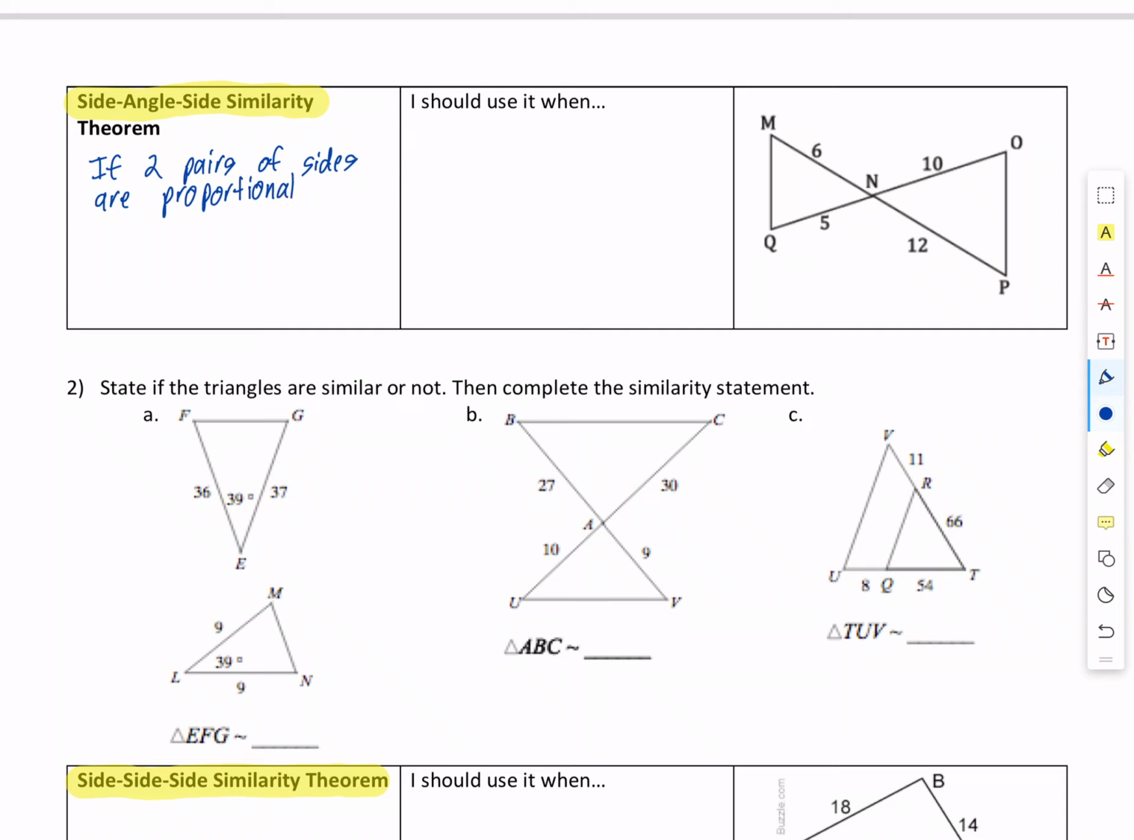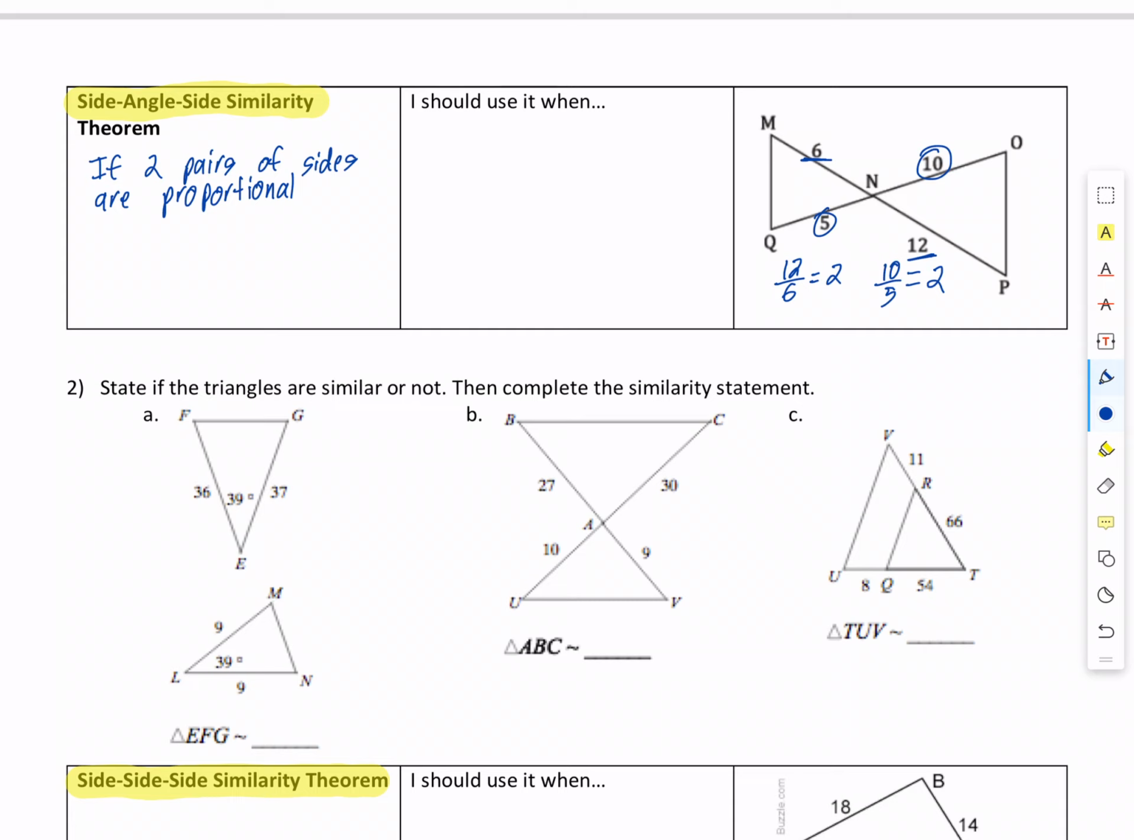such as in this example over here, if we have 6 and then 12, we could do 12 divided by 6, and that's 2, so we know that's being increased by 2. Or if we have 10 divided by 5, that's also 2. So we know that those two sides are proportional there. So we're on a good start for the side angle side similarity theorem.